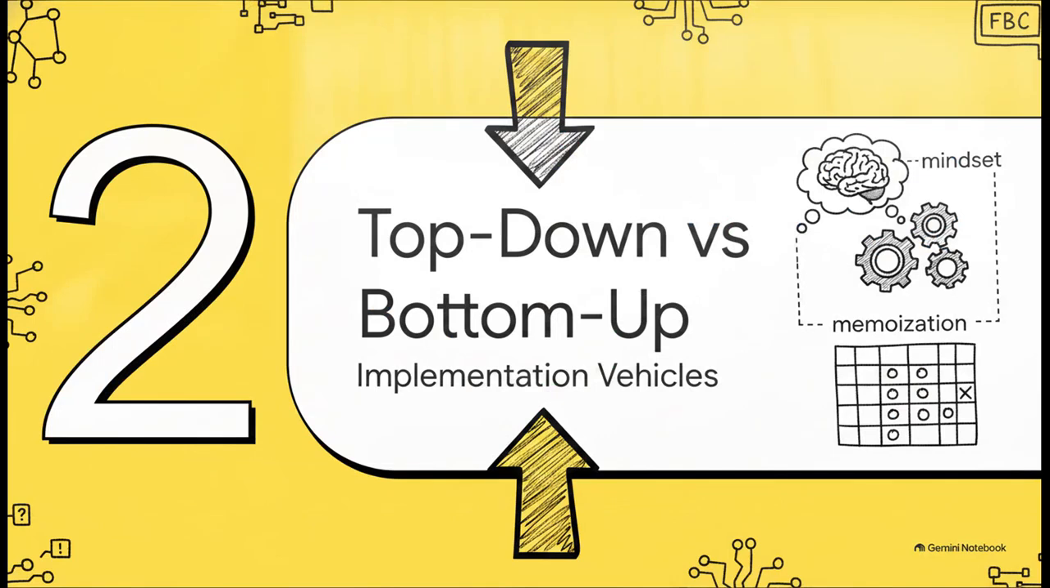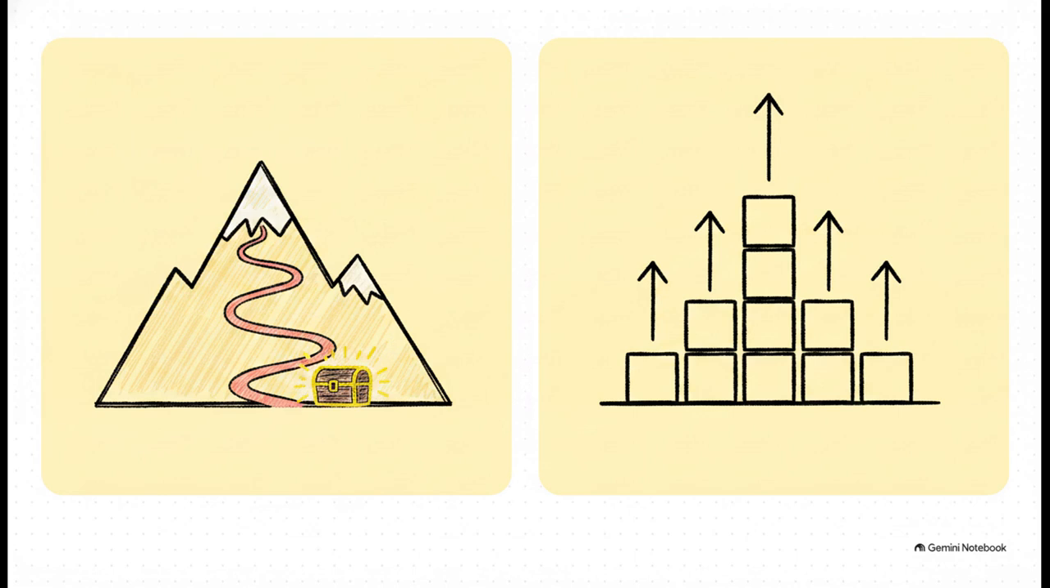Moving on to branch 2, top-down versus bottom-up. Now that we have the mindset locked in, let's explore the two main vehicles for actually implementing this in your code. Think of this as a fork in our mind map. On one side, we have memoization. This is our top-down approach. It starts at the very end goal and uses a hash map cache during the recursion to remember what it's already solved. It's essentially just recursion with memory attached.